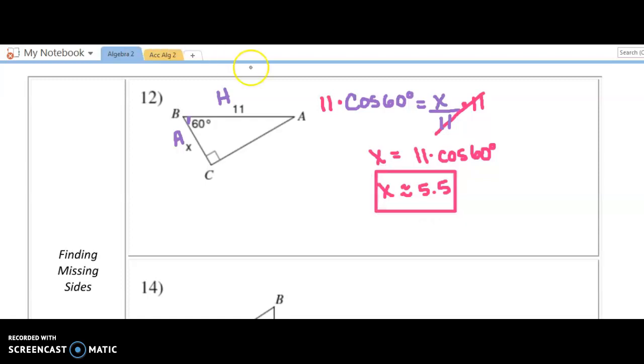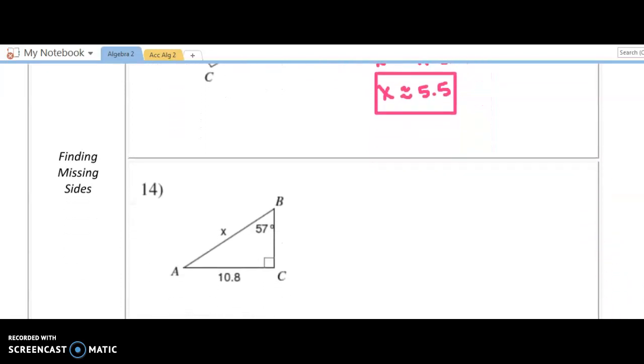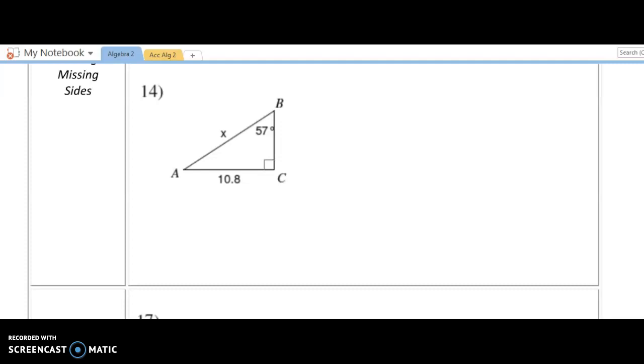So we talked about how to do missing sides and missing angles. So the last problem, actually we have one more missing side, so we'll do one more missing side here. And then maybe I'll make the last problem an extension of this. So what do we have here? Our angle we're using is angle B, which is 57 degrees. So if we go across from it, this would be our opposite. And then of course this is our hypotenuse.